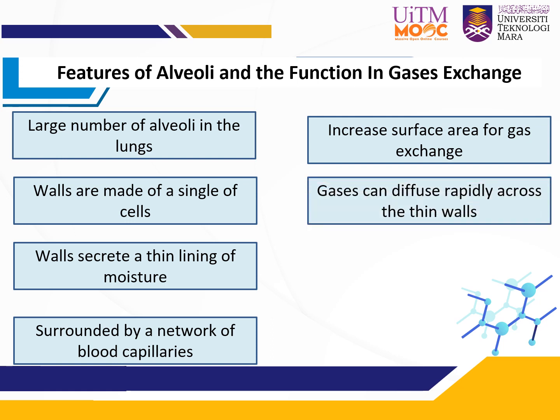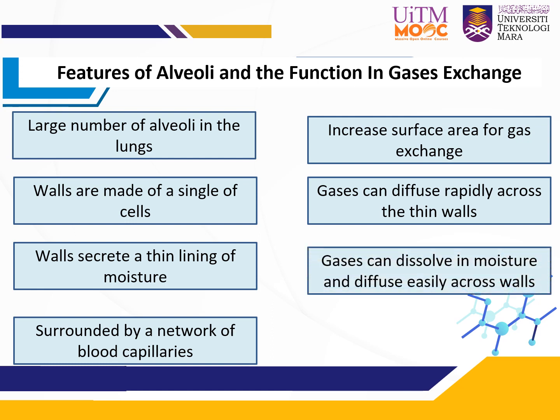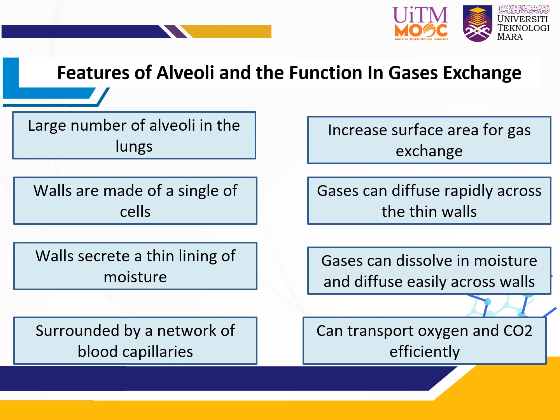And then the walls are made of single cells. Why is it so? Because gases can diffuse rapidly across the thin walls. And the walls secrete a thin lining of moisture. What is the function? The gases can dissolve in moisture and diffuse easily across the wall. That's why the thin lining of moisture helps the gases to dissolve. And we know that the alveoli are surrounded by a network of blood capillaries that helps in transporting oxygen and carbon dioxide efficiently. So this is a very good point to help you understand how the alveoli work.